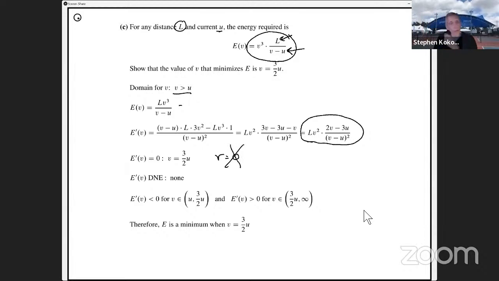And if you think a little bit about a sign chart, you'll see that the derivative is in fact negative to the left of 3/2 U, positive to the right. And so the function E is in fact decreasing and then increasing, and there is indeed a minimum at 3/2 U. That's kind of a neat real world practical problem, I think, based on some real data. I like that one. Tom, a little technology?